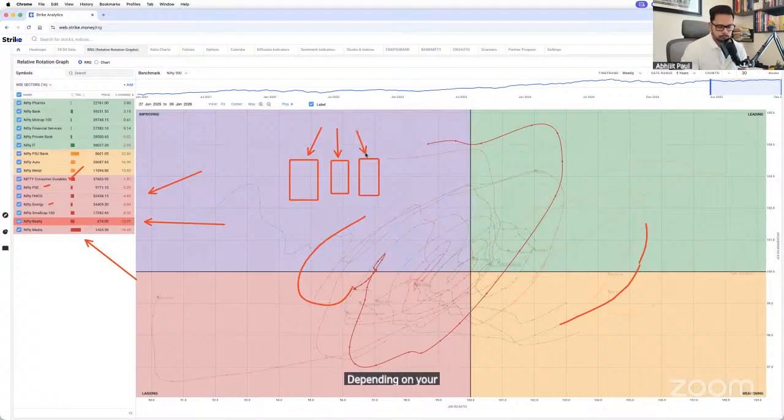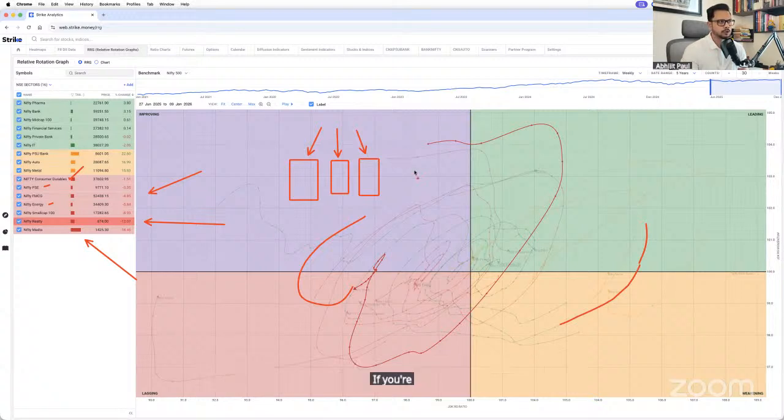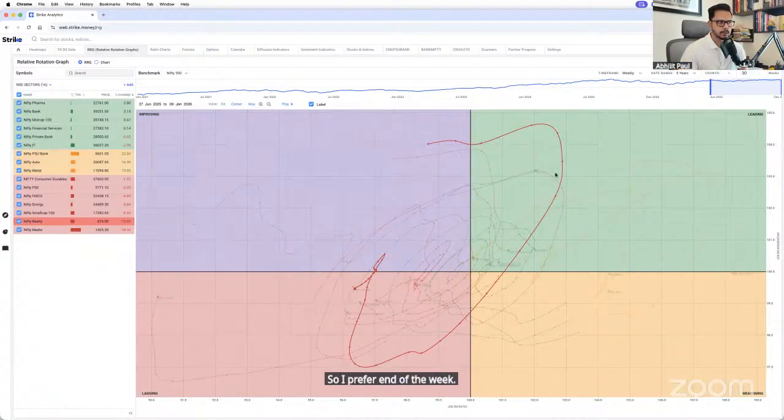depending on your horizon. If you're an investor, you can do it once a fortnight or once a month. If you're a short term trader, you can do it end of every day also. But I have seen the quality of relative strength analysis is better if you give it a slightly larger length of time. So I prefer end of the week. It turns out to be very, very useful. Right? So that's the thought process.